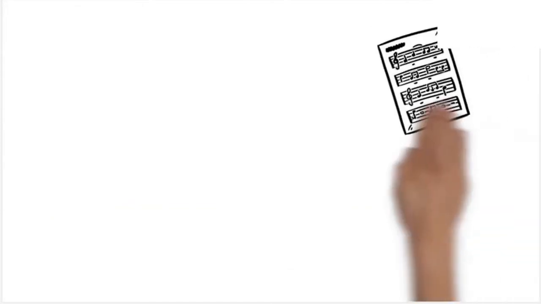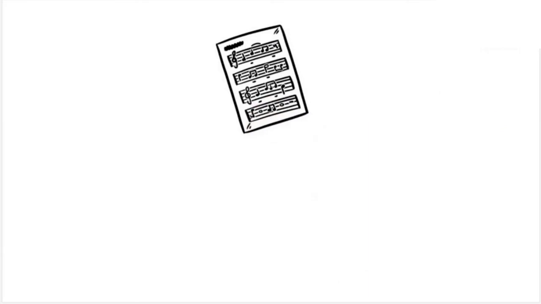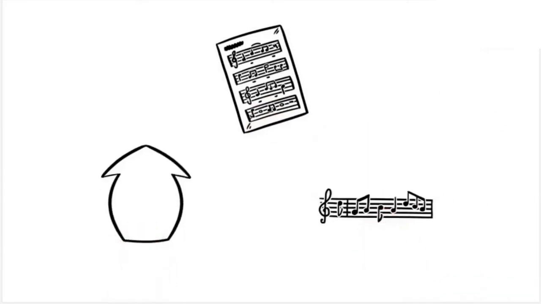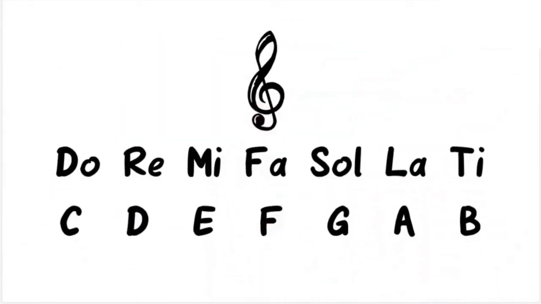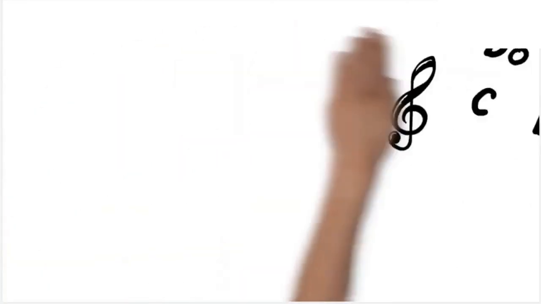Each of these parameters is related to some musical elements. For example, the pitch is related to musical notes. The notes are 7 and are called Do, Re, Mi, Fa, Sol, La and Ti, or with the letters C, D, E, F, G, A and B. These notes are repeated in cycles that we call octaves.